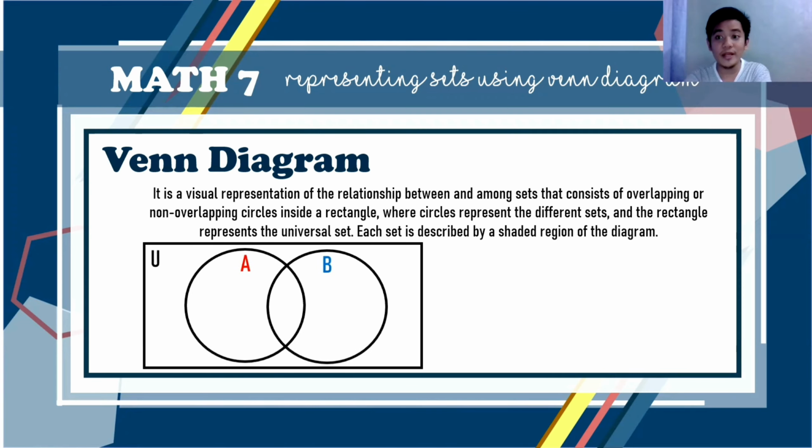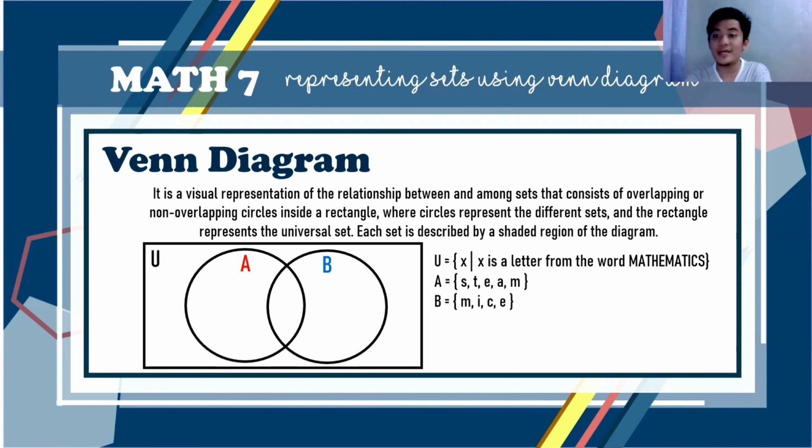Let's have an example where we have the actual sets. For our universal set, we have x such that x is a letter from the word mathematics. For set A, we have STEAM. For set B, we have MICE. The first thing that we need to do is to list down all the elements of the universal set. So we have M, A, T, H, E, M, A, T, I, C, E. And then we have to put it on our Venn diagram.